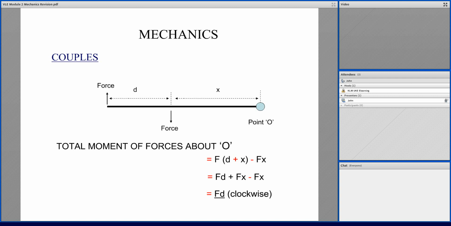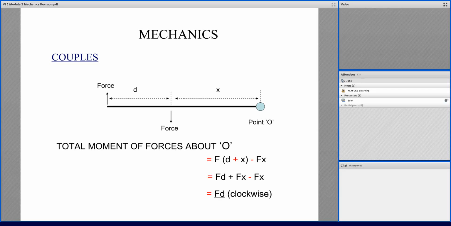Now what we have here is the total moment of the forces about O, which is F multiplied by d plus x, minus Fx. As I've said previously, because one of the forces is acting in the opposite direction, it must be assigned a different sign, i.e. a negative. So we end up with a sum of force times (d plus x) minus F times x. If you expand the brackets, we end up with Fd plus Fx minus Fx, and that just reduces to F times d.